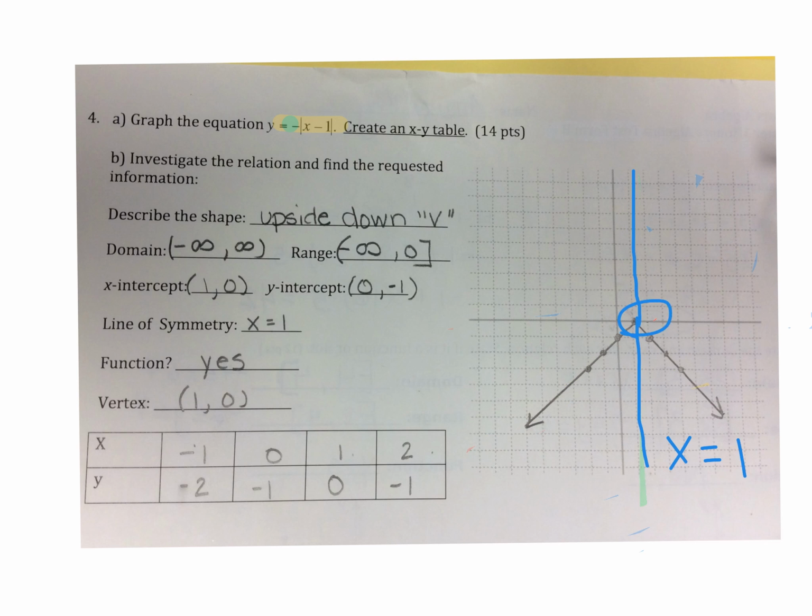So then you can see kind of the points I put in my table to help me get that V shape. I also know that it's a V shape, so that's what you should be getting.